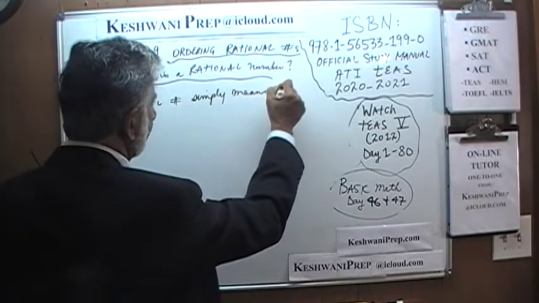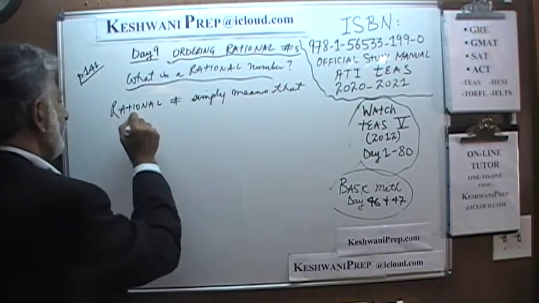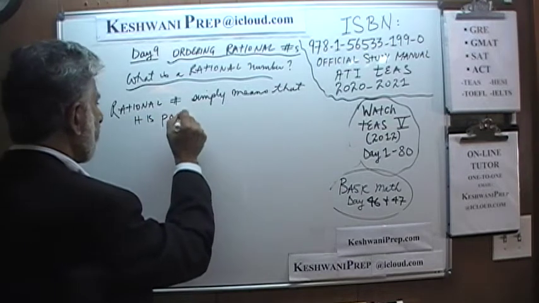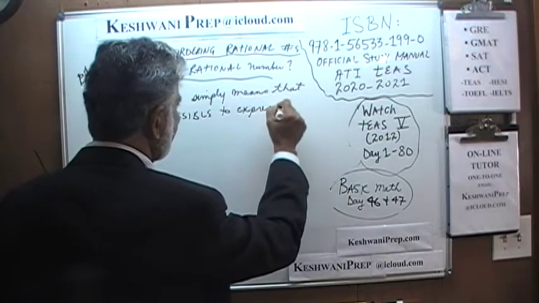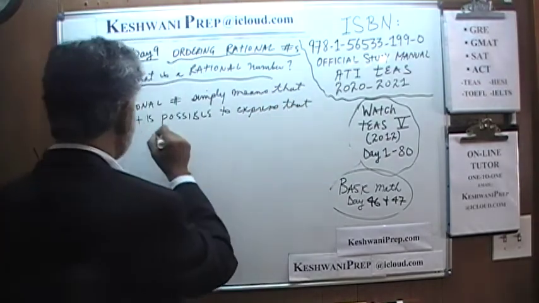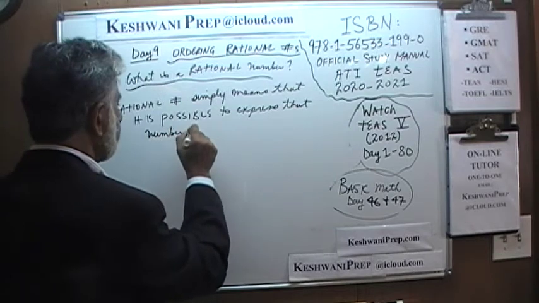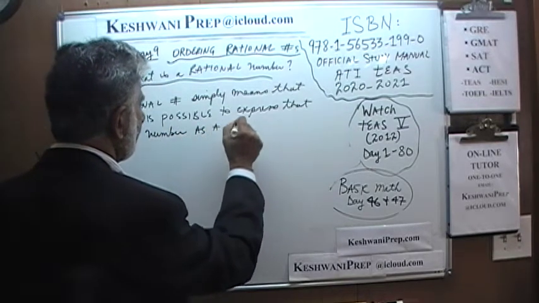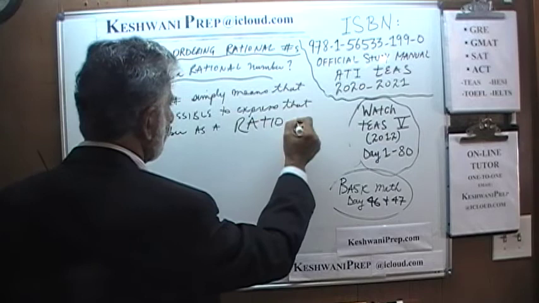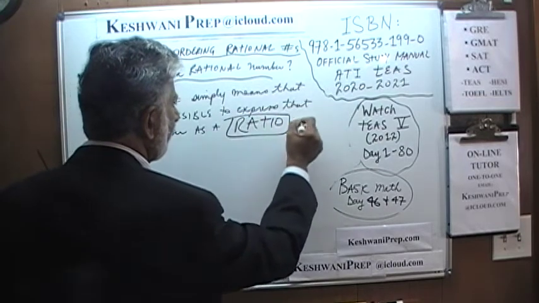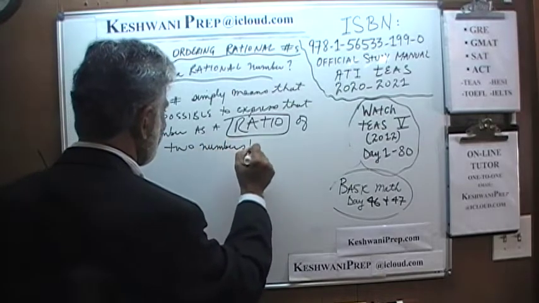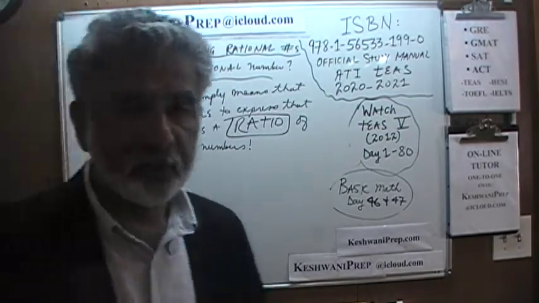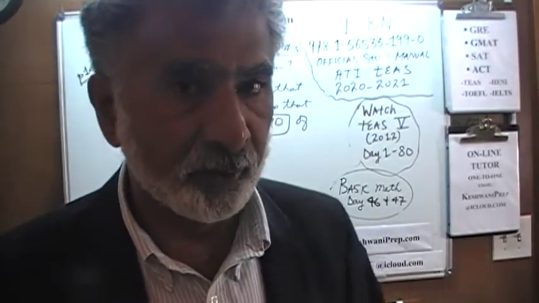that it is possible to express that number as a ratio of two numbers. That's all. There are some numbers that cannot be expressed as a ratio of two other numbers. Now we'll come to that in a second. Let's look at some examples.